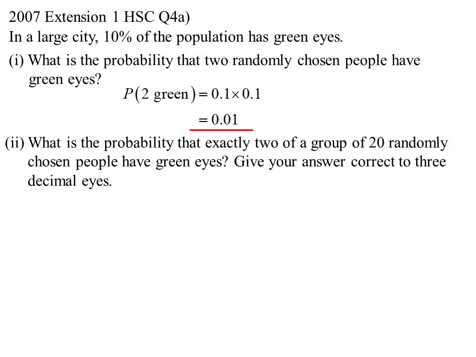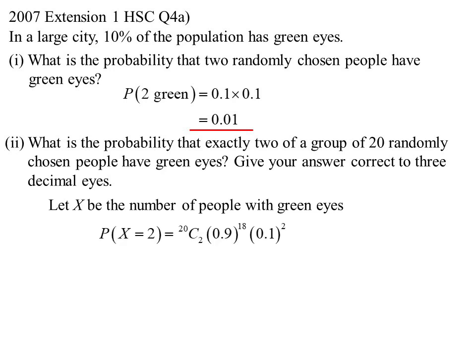What's the probability that exactly 2 of the group of 20 have green eyes? Now we've got our binomial probability question. We're interested in looking at the number of people with green eyes. We want 2 of them, but 2 from 20. So 20C2, 0.9 to the 18, 0.1 squared, and we get 0.285.